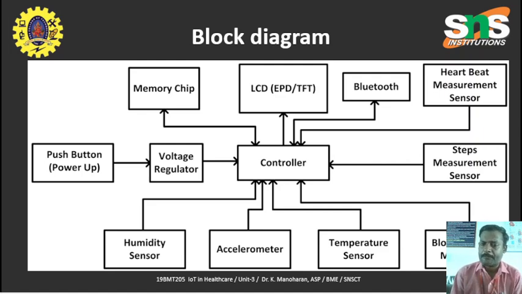This is the basic temperature measurement sensor. So we can measure the temperature. Accelerometer. So these sensors will be used to track the positions. So whenever we have that body position or other things, this will be detected with this accelerometer sensor.